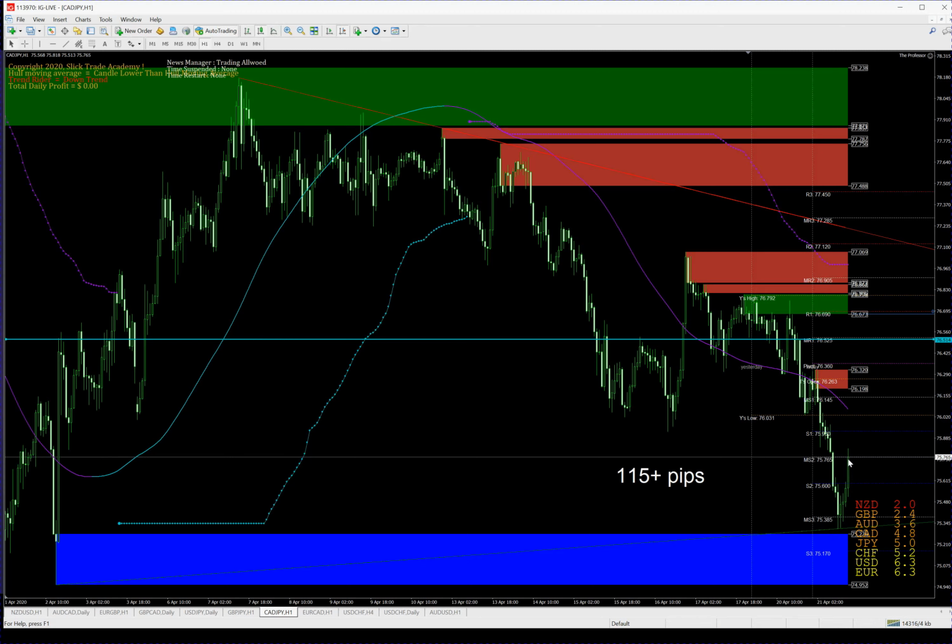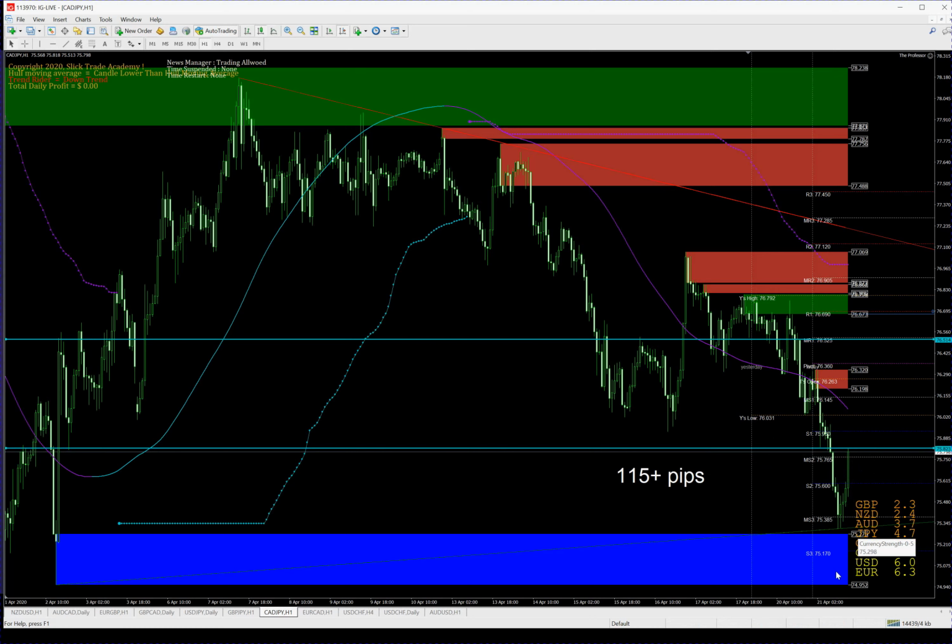So if this level holds, right around the 5.823 roughly, you could see price continue back down. If we take a look at currency strength right now, the CAD is 4.6 and the yen is 4.6, so that's really not giving us any direction.